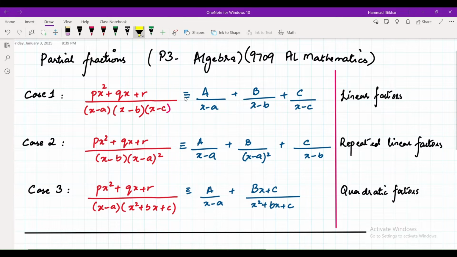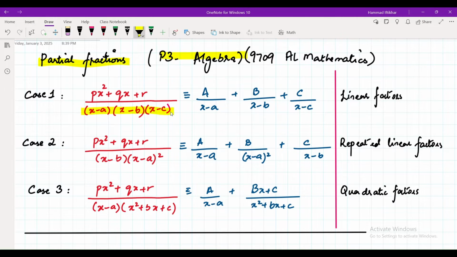So let's see the next subtopic of P3 algebra, which is partial fractions. In partial fractions, whenever we have a rational expression with different cases, we are going to decompose them into different separate fractions. So three types of questions we will see in the exam.